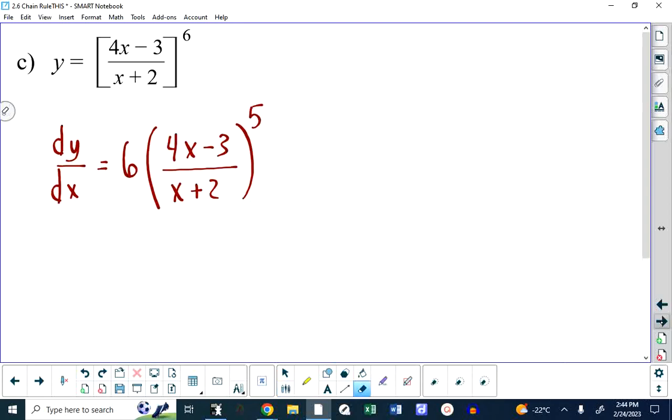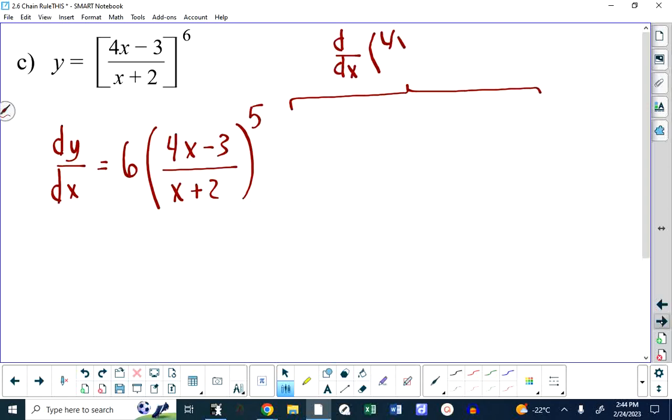But that is not the derivative. I now need to multiply by the derivative with respect to x of that base, which is (4x minus 3) over (x plus 2). I have to multiply by the derivative of what's inside, of the argument of the power. And if it was not a power, maybe it was sine of that thing, then I'd have to multiply by the derivative of that argument. It doesn't matter what the operation is. Of course, you don't know what the derivative of sine is, but it's a different story.